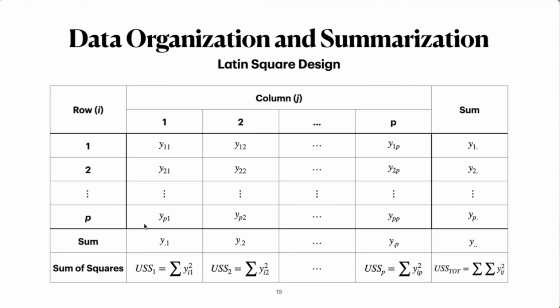And then we have column totals. Okay, so these are the column blocking factor totals. And we also have the row totals corresponding to the totals for the row blocking factor. All right, and so we're using the standard notation here for these totals.